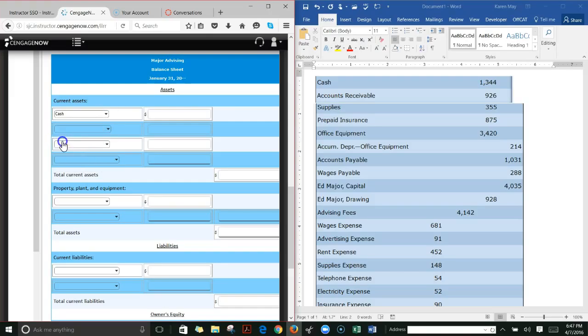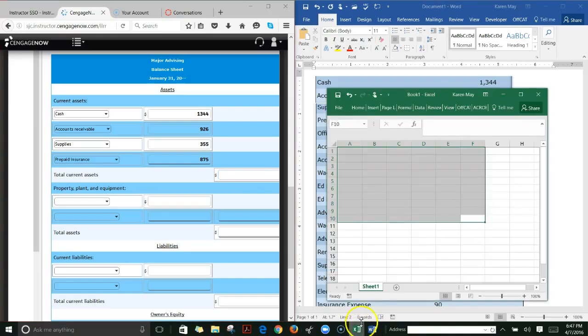So we'll start with cash, as they're listed over here, and it's $13.44. The next one is supplies. Or accounts receivable, I'm sorry. And it is $926. And then the next one is supplies, and it's $355. And the last one for current assets is prepaid insurance, for $875.